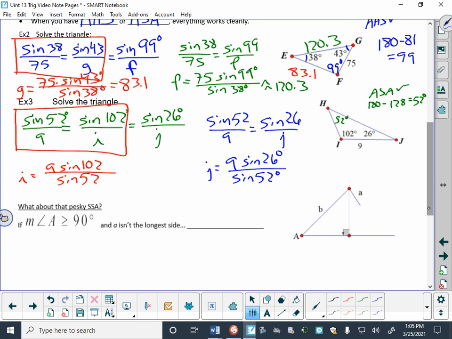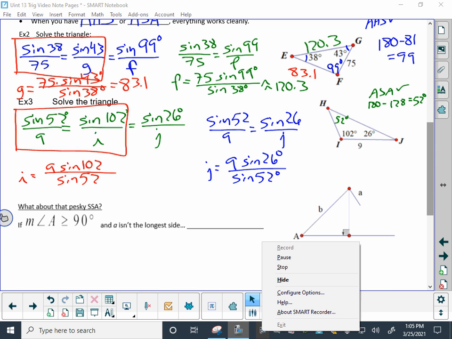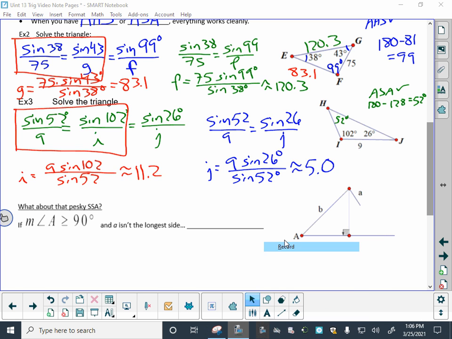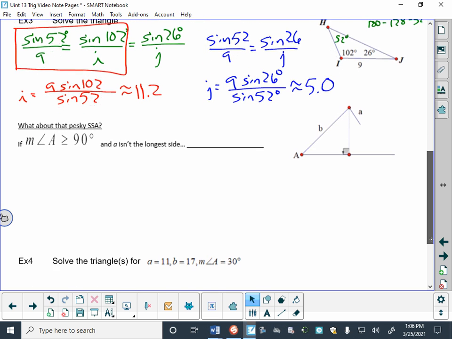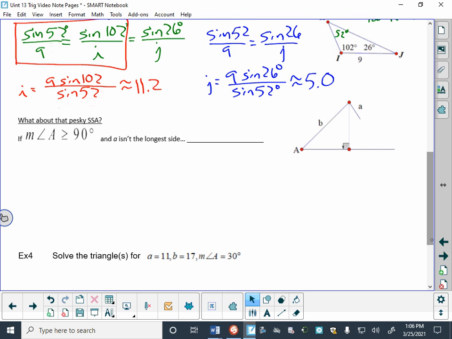You can put those things into your calculator. Actually, I'll just pause the video, do the calculations, and come back. All right, so those are the answers that I got. You hopefully verify that with your calculator. If you don't, then you know what questions you need to ask me later.